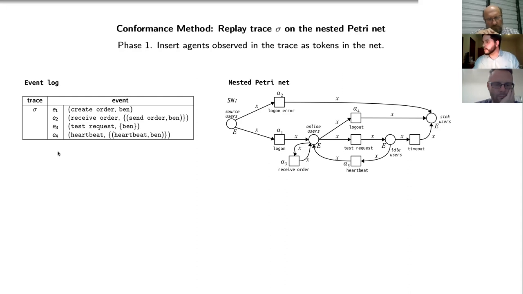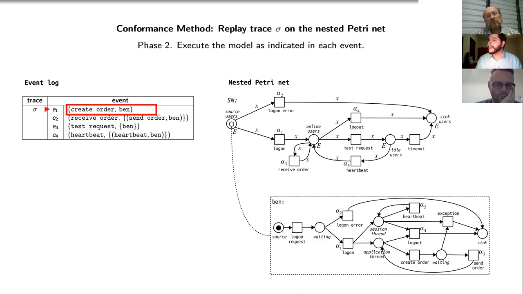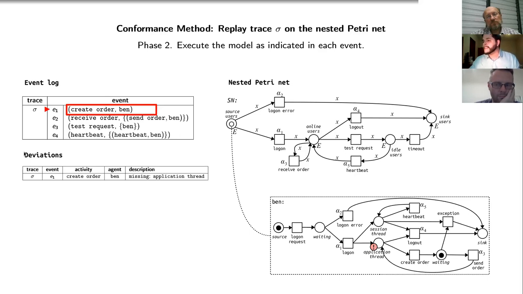Sometimes it will be possible, it will fit. Some other times we have to perform some, let's call it heuristic, to force the model to be executed like the trace indicates, and we mark where they have differed. And this is what I call the deviations.